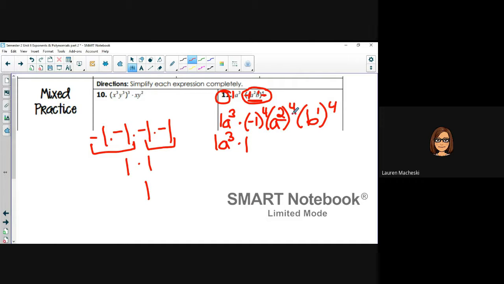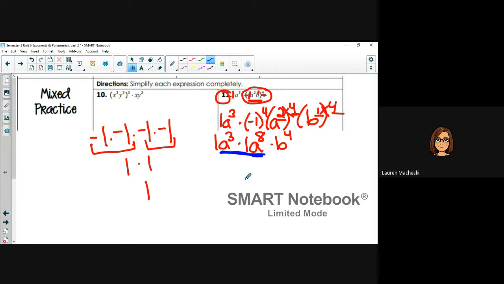A squared raised to the 4th power. If I multiply there, 2 times 4 gives me 8. And B to the 1st raised to the 4th power, if I multiply, 1 times 4 gives me 4. Now keep in mind here, I still have some more like terms because I had this A up front here. So these A's can go together.